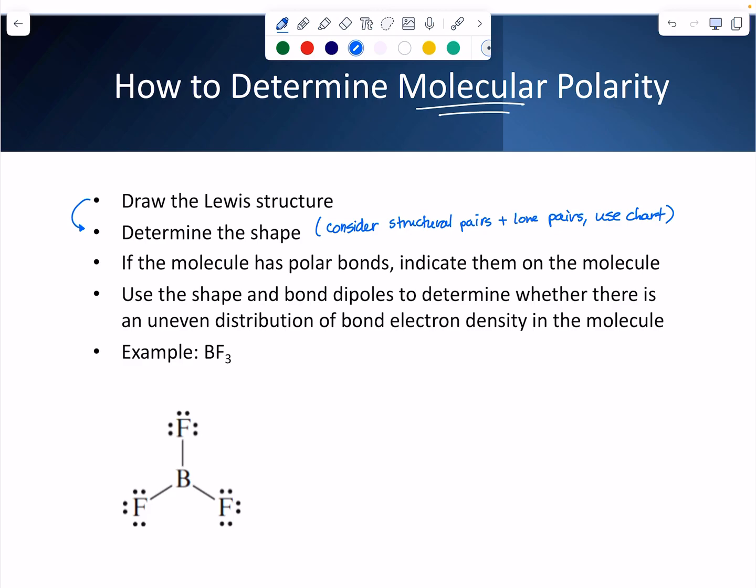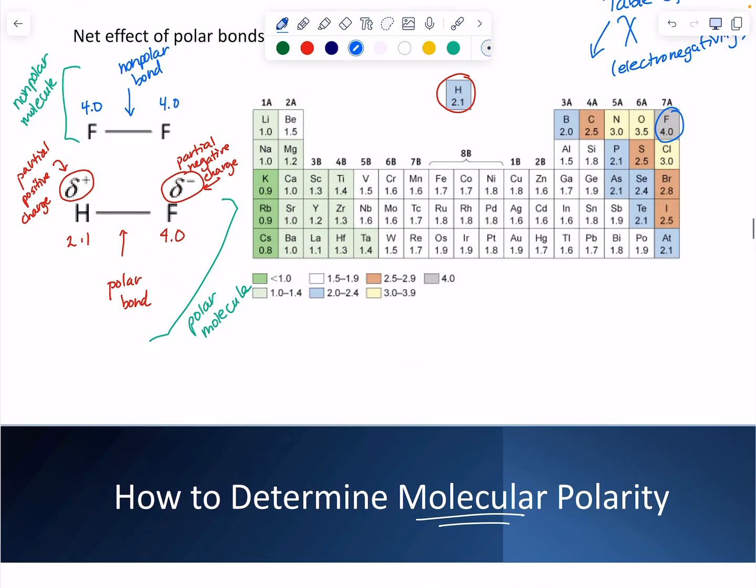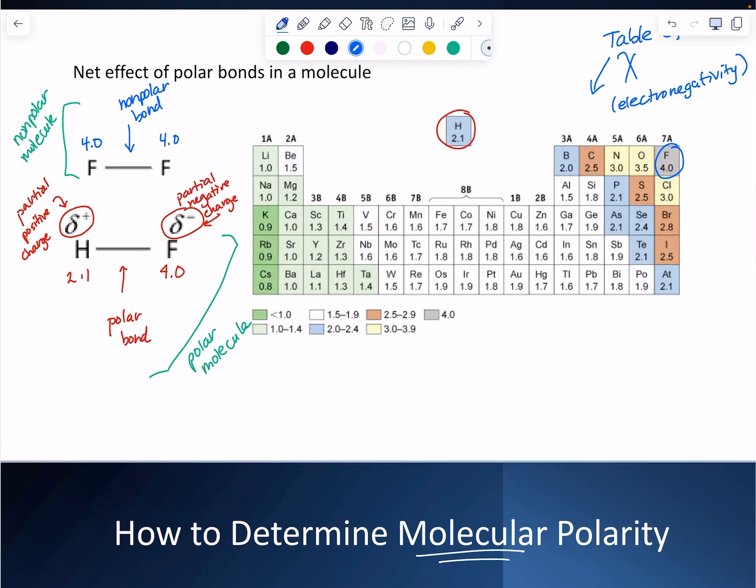And then you're going to use the shape of your molecule. First, you have to figure out if you have polar bonds. So if your bonds are all nonpolar, then your molecule is going to be nonpolar and you're good to go. But if you have a polar bond, then you have to draw in what we call bond dipoles. So let's go back to our previous example of the hydrogen and the fluorine, and we're going to draw the bond dipole here.